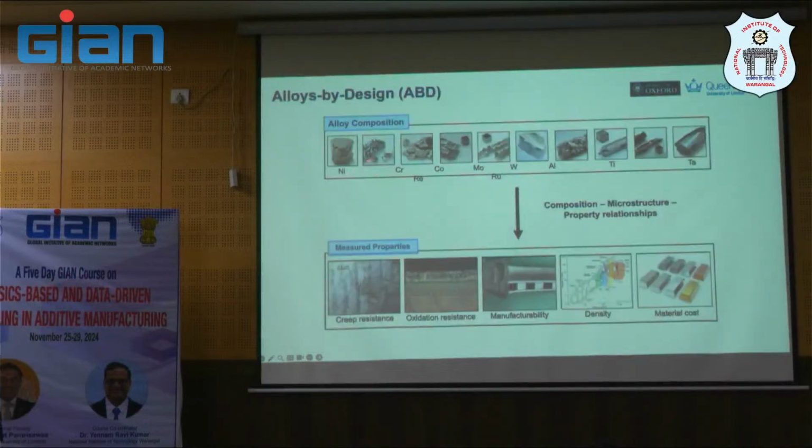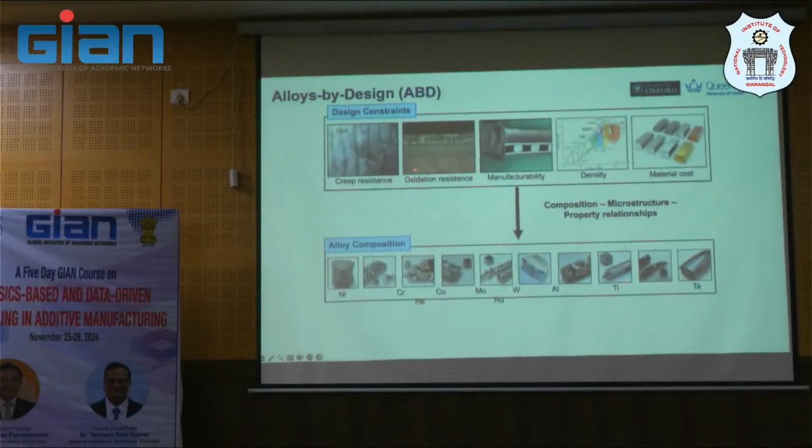And this is the alloy composition we consider, with the major properties that we can have: creep resistance, oxidation resistance, manufacturability, density, and then material cost, because cost is a big factor for a new design, right? You need to take that into account. And you have the composition-material property relation. But the alloy by design framework is a bit different. We want to understand the design constraints backward, and then work out what composition gives rise to these properties.